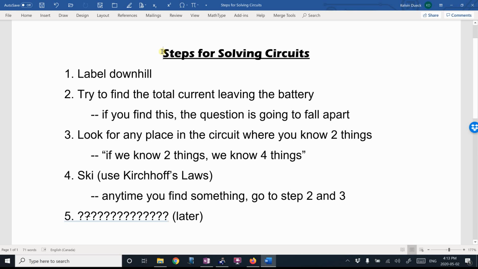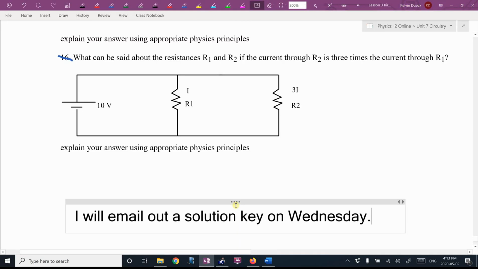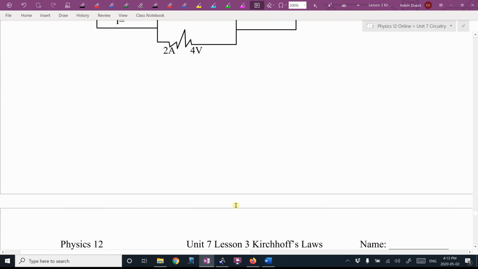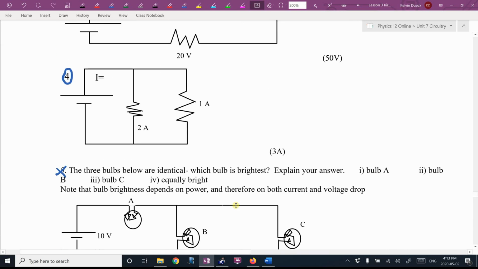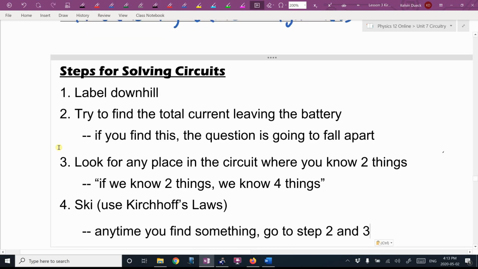Just so you have this, you know what? What I'll do is I'll paste this into the bottom of the notes here. I think it'll fit. Copy. Can I fit it at the bottom of this page here? Totally. I didn't include step five because you don't know step five yet.